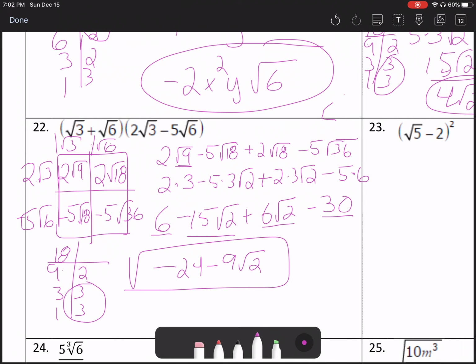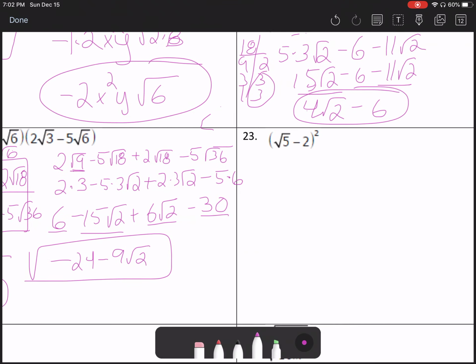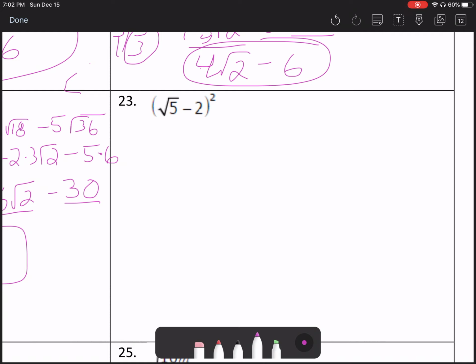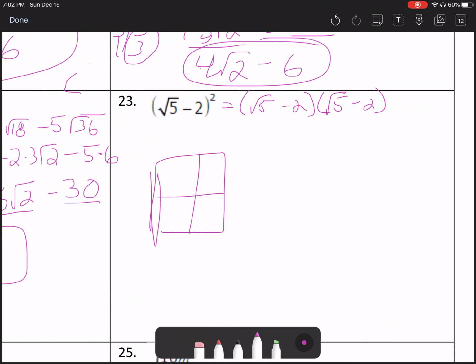Number 23, it's only a tricky question. It's actually the same as 22, but what you have to remember, and we've gone over this quite a few times, is that this is actually radical 5 minus 2 times radical 5 minus 2. So you can't just distribute that square because there's addition or subtraction. In this case, there's subtraction in there. So I do another box. Radical 5, I'm going to put a 1 there, minus 2, and then 1 radical 5 minus 2.